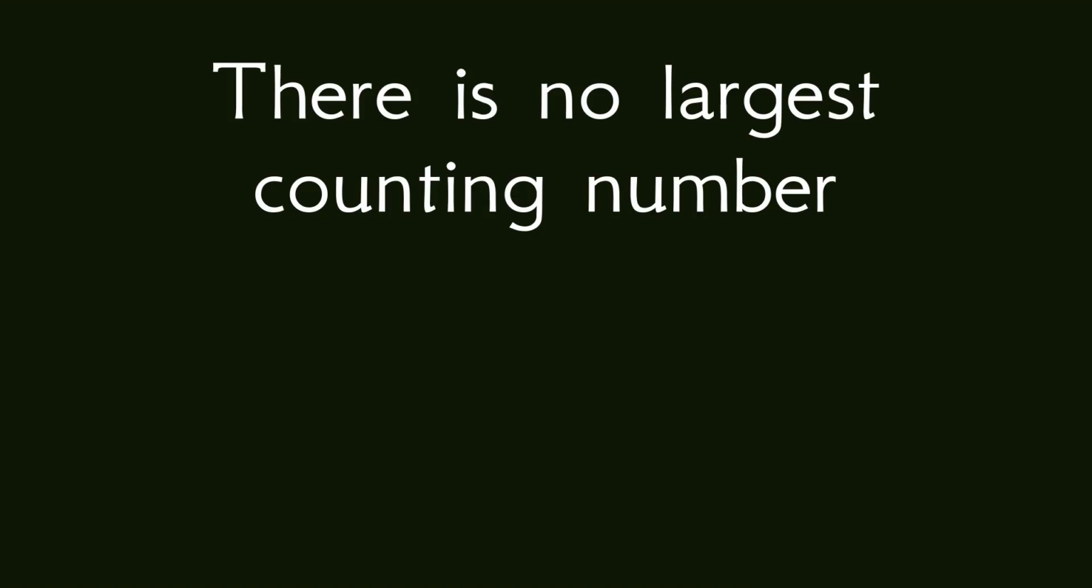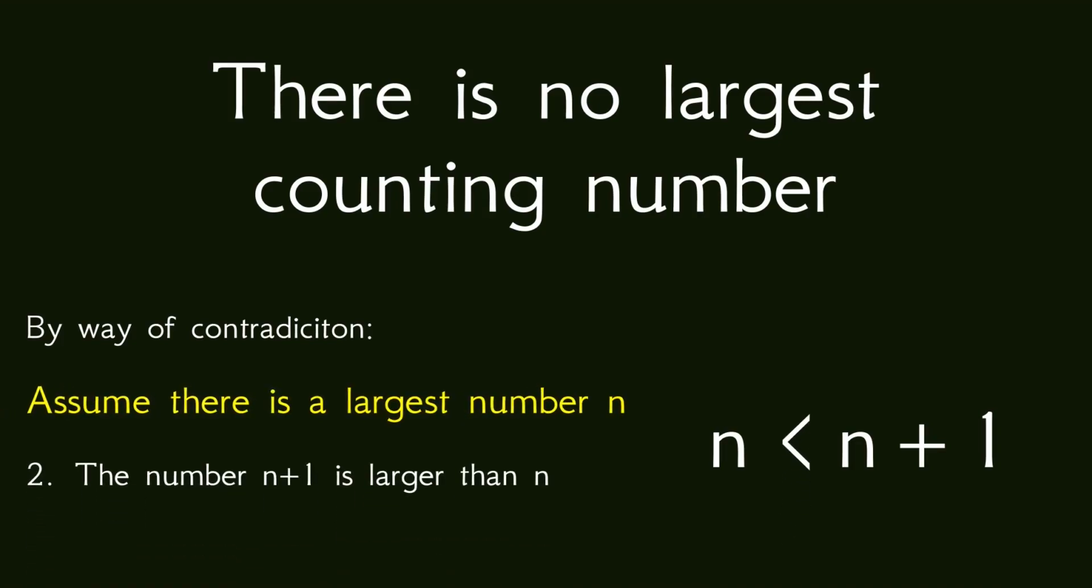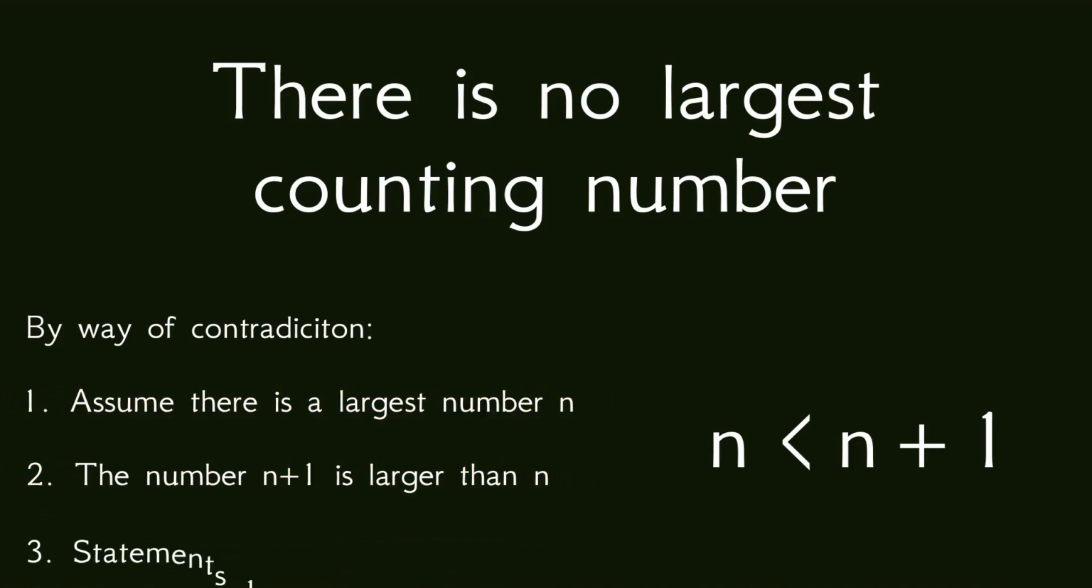So, say I want to prove the theorem, there is no largest counting number. A proof by contradiction might look something like this. Assume there is a largest counting number, let's call it n. Now consider the number n plus 1. N plus 1 is a counting number that is larger than n. This contradicts the assumption that n is the largest number. Therefore, there is no largest counting number.